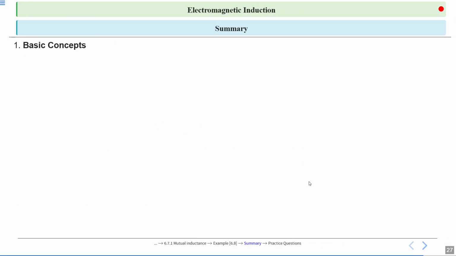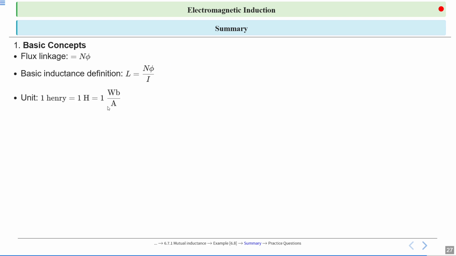So, summary, the basic concepts we have discussed. Flux linkage is N phi. The basic inductance definition is L equal to N phi upon I, where N phi is proportional to current, and N phi is equal to Li. So L will be N phi upon I. The unit of inductance is Henry, which is denoted by H, and it can be represented by Weber per ampere.